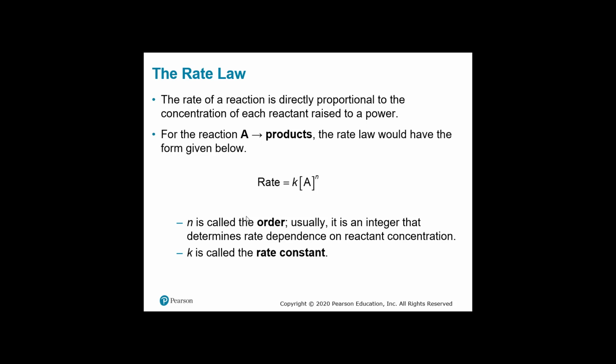So again, the rate of a reaction is directly proportional to the concentration of each reactant raised to a power. If we look at a generic reaction of A that then produces products, the rate law would be rate equals k, which again is the rate constant, times the concentration of A to the power of n. n is the order. It's usually an integer that determines the rate dependence on the reactant concentration, and k again is the rate constant.